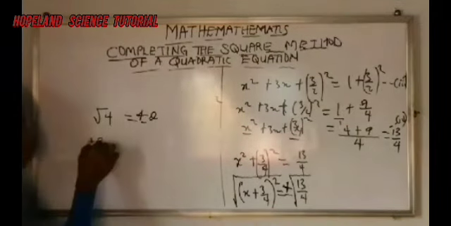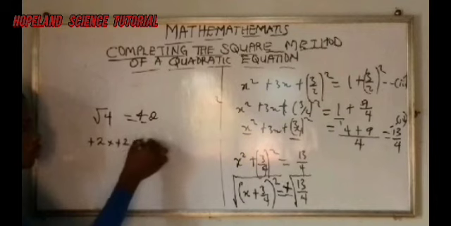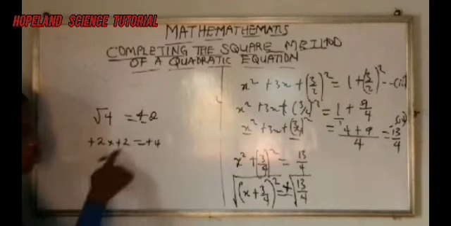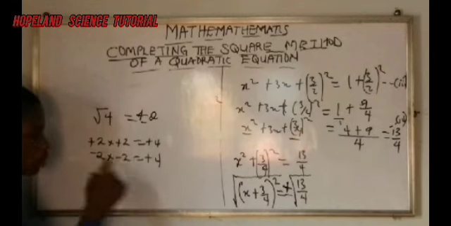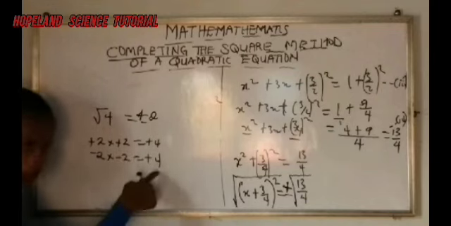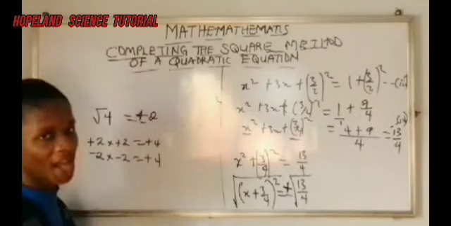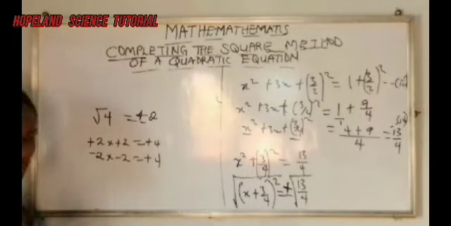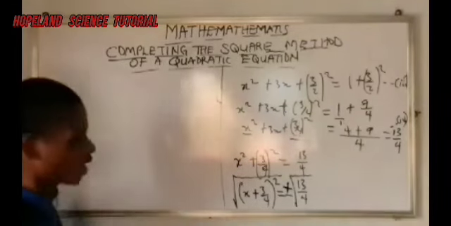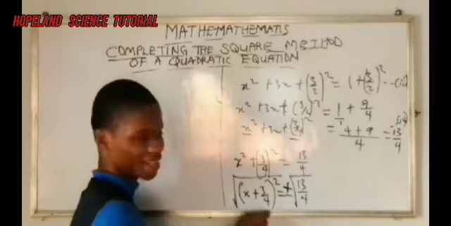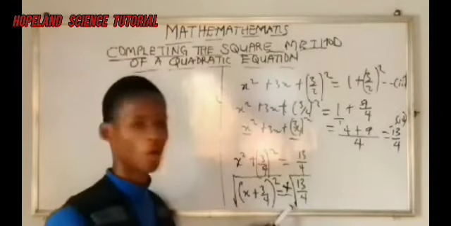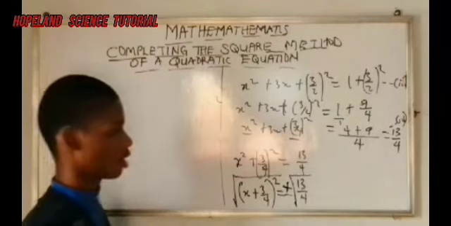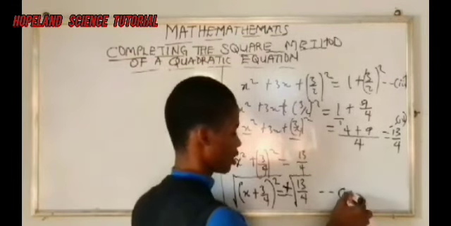How? Plus 2 times plus 2 is equal to plus 4, plus times plus is plus, 2 times 2 is 4. Minus 2 times minus 2 is equal to plus 4, because minus times minus is plus, 2 times 2 is 4. So the square root of every number has 2 values, the positive and negative value. That is the reason when you are taking the square root of both sides at this point, you must put your plus or minus. Are you together? So these are our steps.